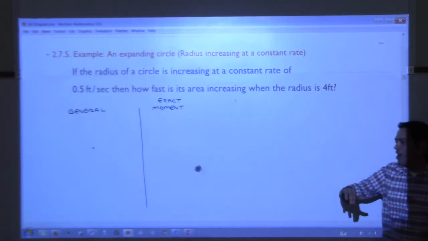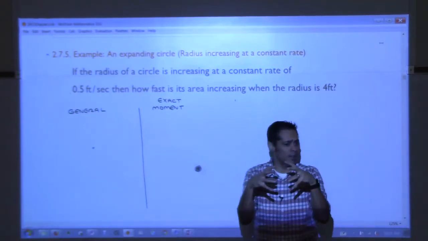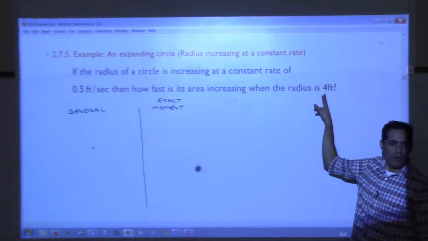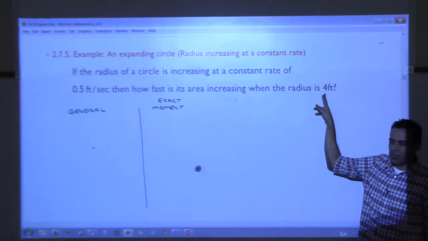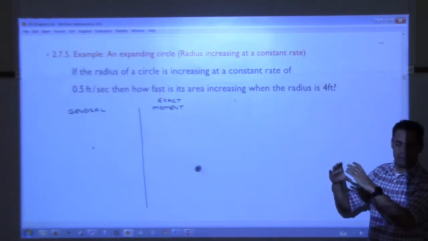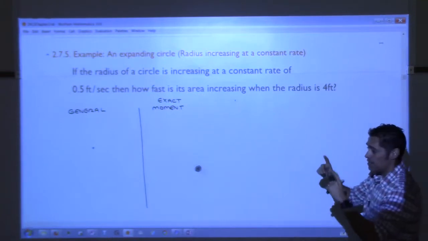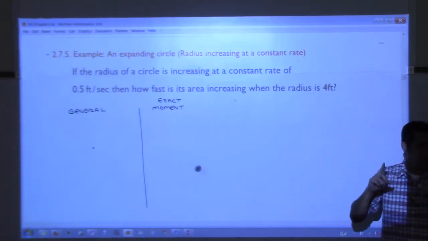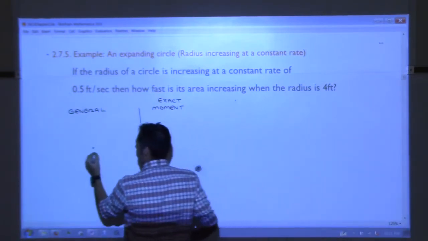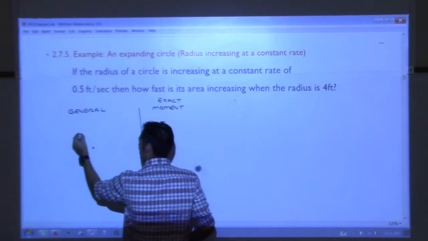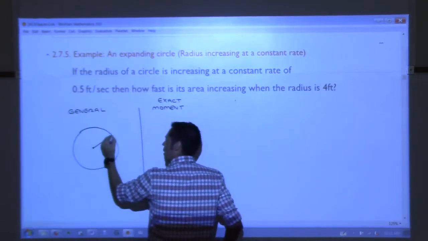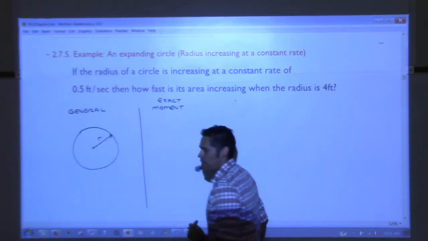You cannot talk about how fast something is moving if you fix everything. If I set my radius to 4, this circle's not growing anymore, right? So it's impossible for me to tell you how fast the area is growing if I fix the radius at 4. Now, when I take my picture, the radius is 4, but in general, it's not. Make sense? So my general picture is a circle that is growing, and therefore I'm going to call this R, and I'm not going to fix it.